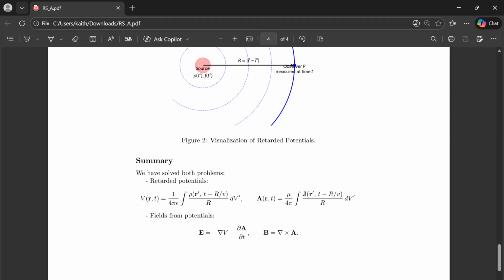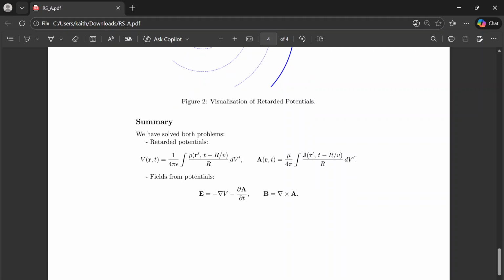Now after finding both potentials, it is very easy to find the electric and magnetic fields. The magnetic field is given by the curl of the magnetic potential, and the electric field is given by this formula. In this way, we find the potentials of the retarded electric and magnetic fields, and then by using the potentials we find the electric and magnetic fields.